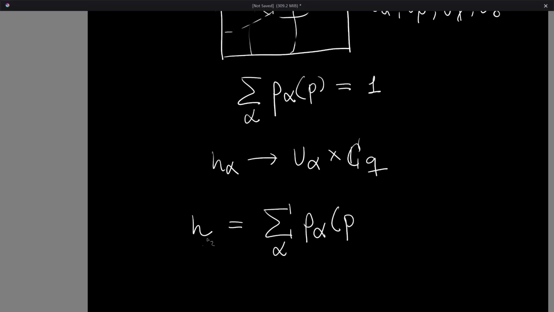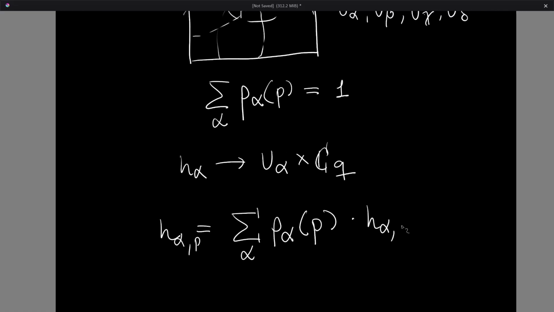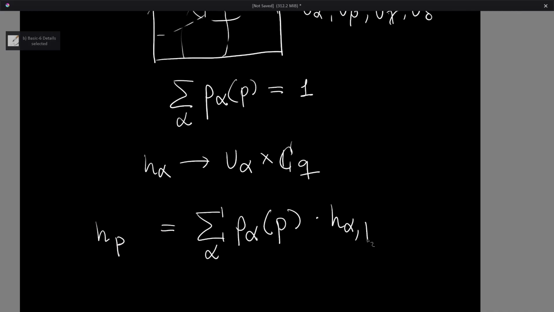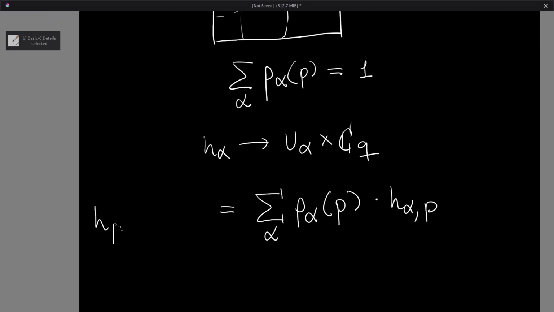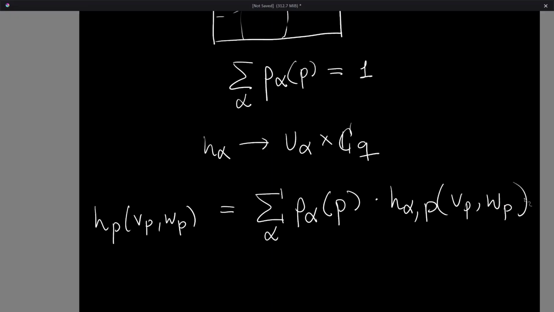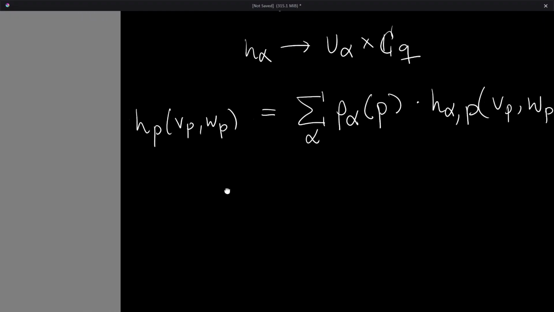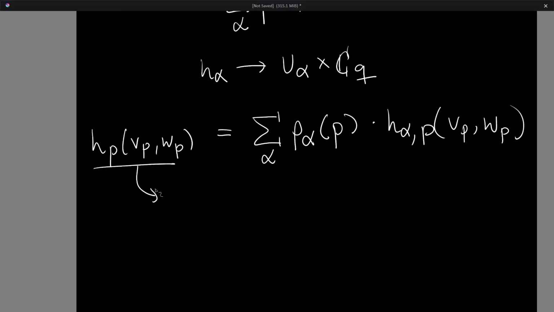rho alpha P into H alpha P. Sorry, this would be HP, and this would be H alpha P. And obviously we would have some inputs, VP, WP. We would transfer them over here, and that's how we would define it. And then this is the global definition. So here, this is the point-wise definition, and then we turn that into a tensor field by requiring that this be smooth.